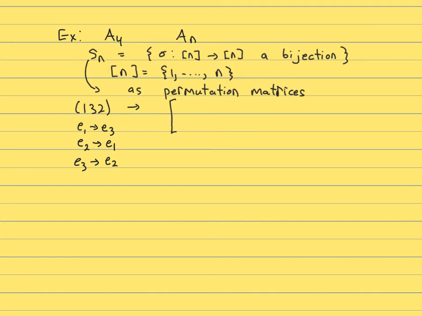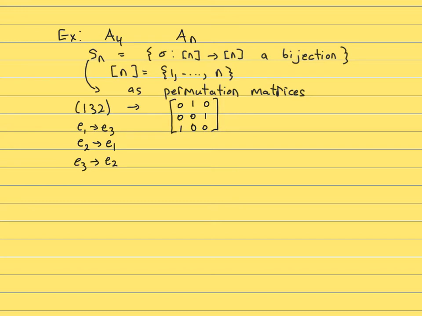But we know if you multiply by e1, you need to get e3. So the first column should be 0, 0, 1. If you multiply by e2, you should get e1. So the second column should be 1, 0, 0. And finally, the third column should be 0, 1, 0. And so here's the permutation matrix.